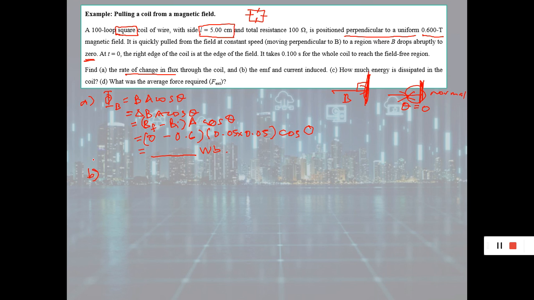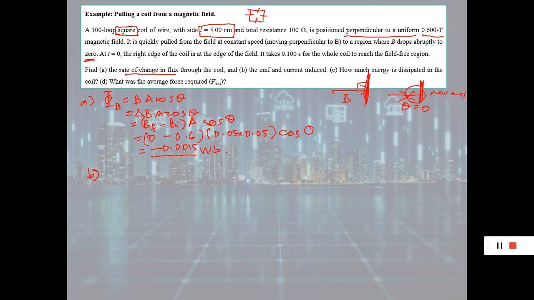B, the EMF and current induced. Okay. So here you get negative 0.0015 Weber. But if you notice, this question asks you the rate of change in magnetic flux.